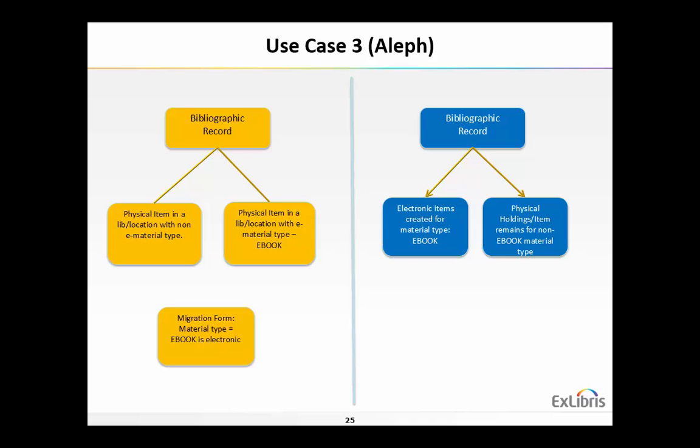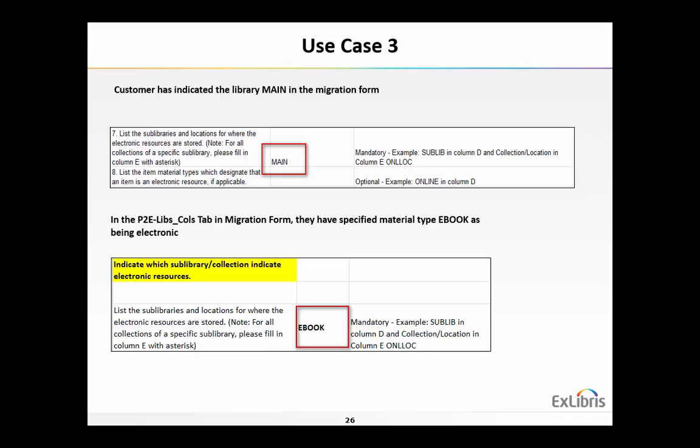As seen here, we have a single bibliographic record with two attached items. One of them is a physical item in a library location with non-E material type, while the other physical item is in a library location with the e-material type of ebook. This is how the customer submitted their migration form. Main has been listed as an electronic location, and ebook has been listed as an electronic material type.